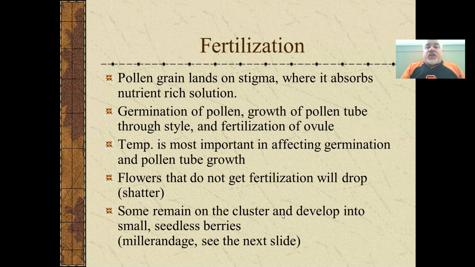Once it reaches the ovule, the pollen tube grows into the ovule and delivers the sperm cell to the egg inside of the ovule. The two join, the egg cell and the sperm cell become a single cell called a zygote, and that process of two cells becoming one is called fertilization or syngamy.